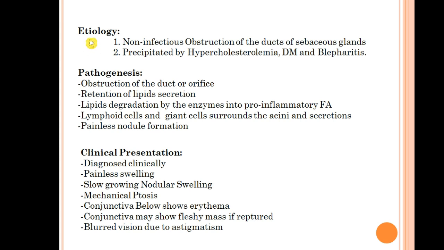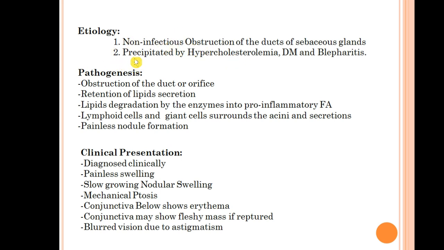Now let's talk about its etiology. We have just studied its cause, that there will be a non-infectious obstruction of the ducts of the sebaceous gland. Now you do remember we have two types of sebaceous gland in the eyelid. If you remember the structure, anteriorly we have the gland of Zeis, whereas posteriorly in the tarsal plate we have the meibomian gland. So any of these glands may be obstructed, and that obstruction should be non-infectious, and that non-infectious obstruction, once it leads to inflammation and swelling, is called Chalazion.